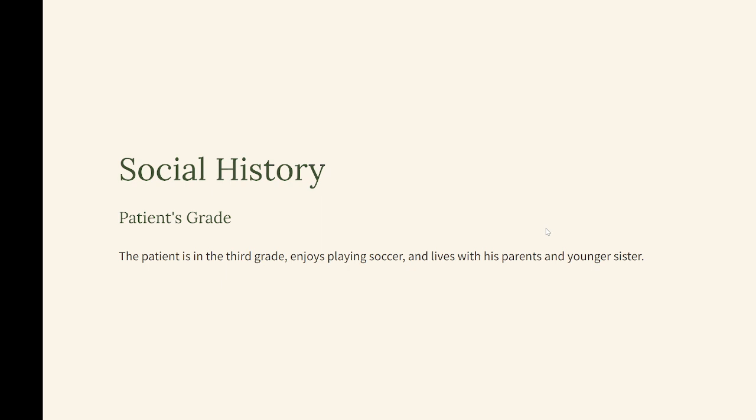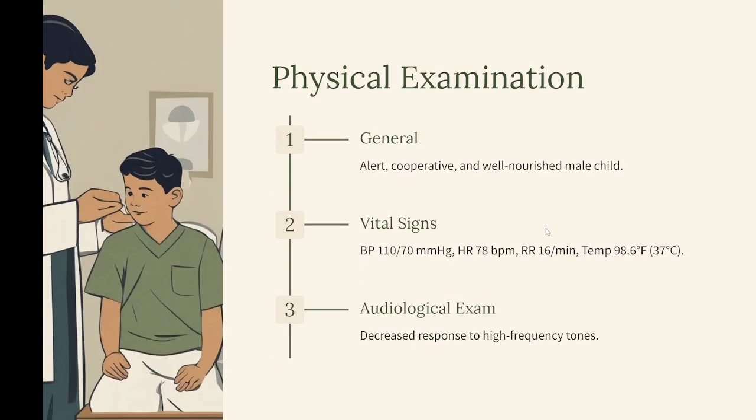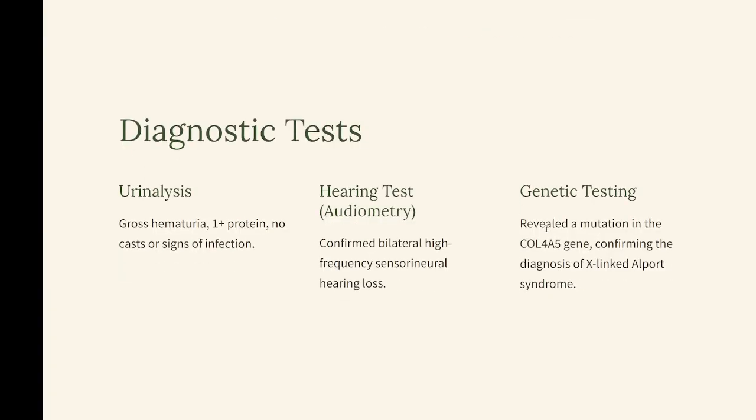Physical examination. General: alert, cooperative, and well-nourished male child. Vital signs: BP 110/70 mmHg, HR 78 BPM, RR 16 per minute, temp 98.6 degrees. Cardiovascular exam, regular rhythm, no murmurs. Abdominal exam, soft, non-tender, no organomegaly. Skin exam, no rashes or petechiae. Audiological exam, decreased response to high-frequency tones.